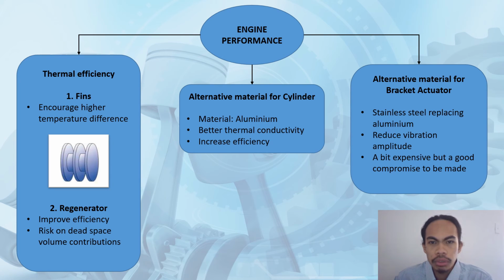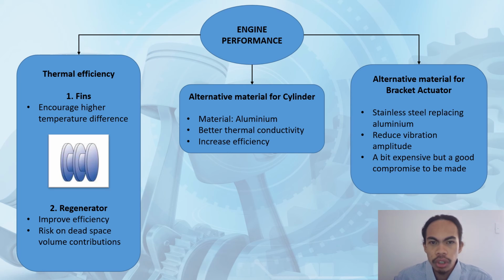In addition, applying a regenerator on the engine. With a larger surface area, heat from the working fluid can be absorbed and released faster. This helps as it performs preheating and pre-cooling for the working fluid. Secondly, aluminium tube as the alternative for the cylinder material, as aluminium is better in thermal conductivity and price. In addition, as the tube is cold drawn manufactured, better surface quality is assured by the supplier and friction is considered negligible. For the third idea, stainless steel is much preferred in replacing the aluminium for the bracket actuator.